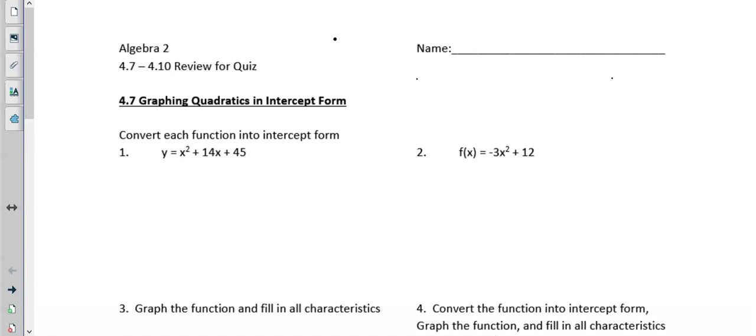Review for the test. First off, this problem won't work because there are two numbers that multiply to give you 45 that add up to 14. Oh, sorry, it was 15. It's been corrected. So, x squared plus 14x plus 45. Two numbers that multiply to give me 45: 9 times 5, and 9 plus 5 is 14.